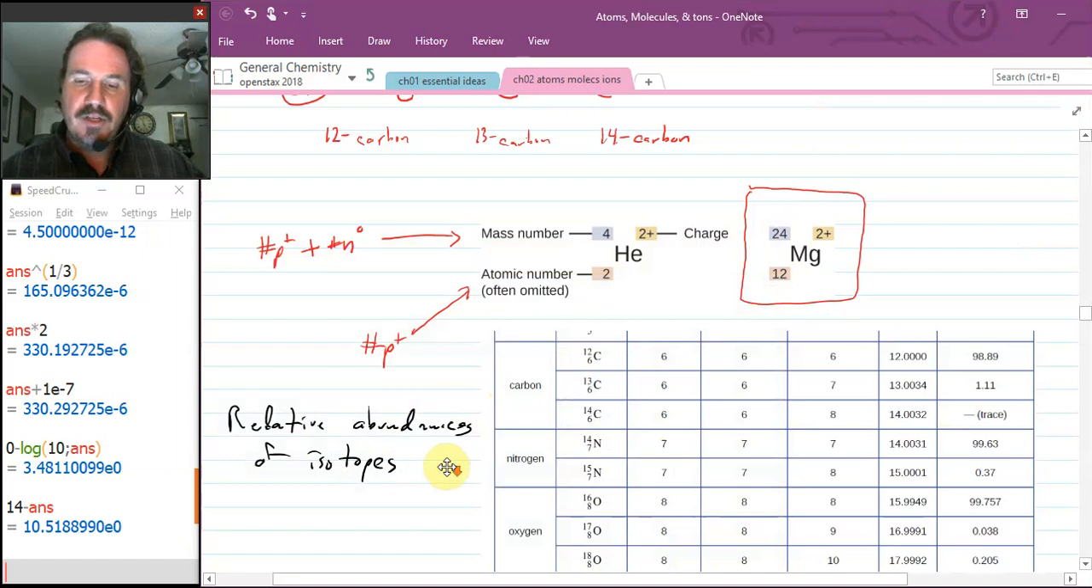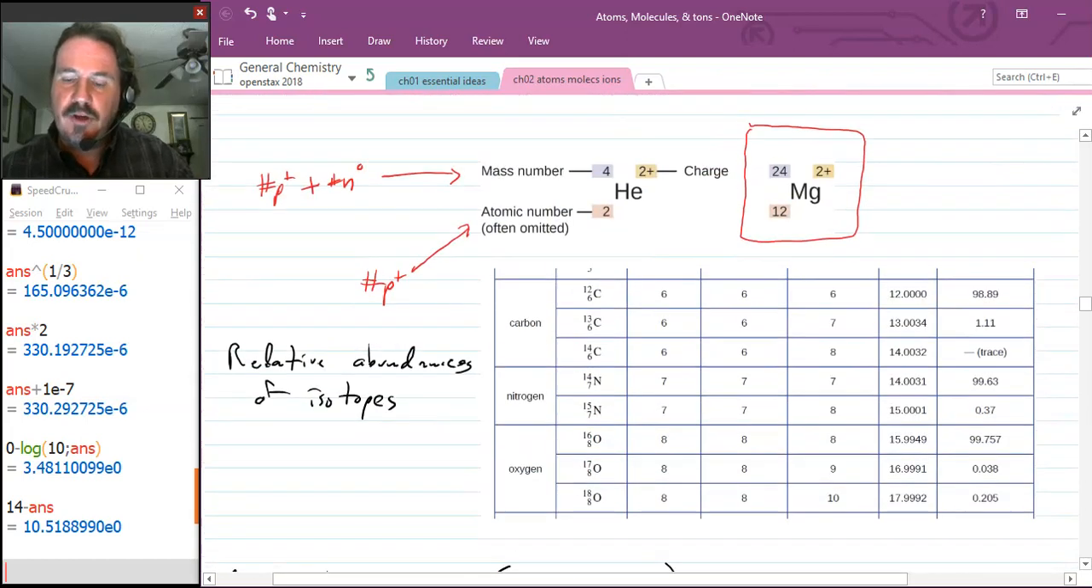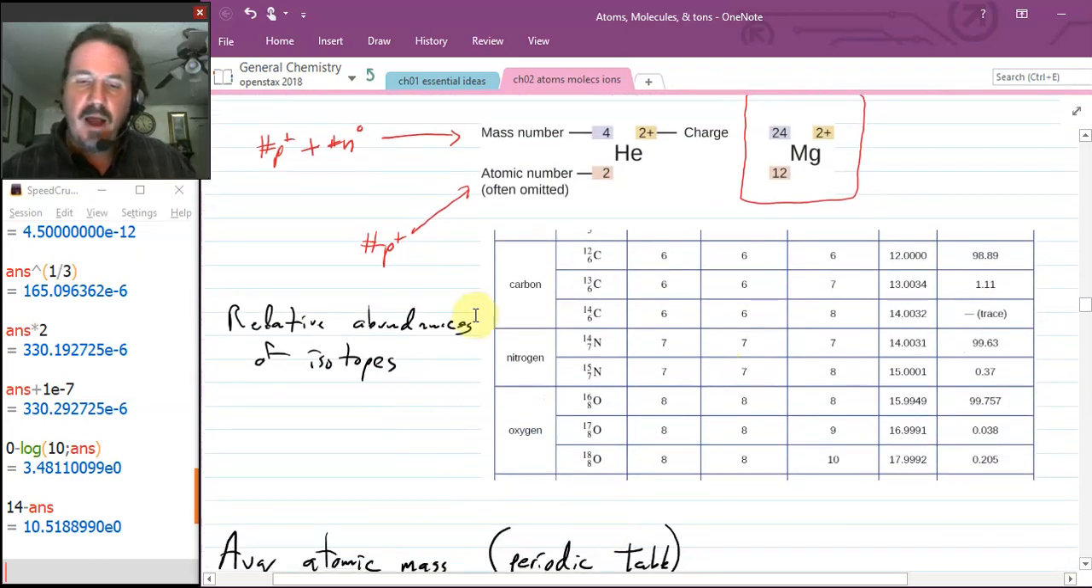Okay, here's a table from the textbook that shows some common isotopes of carbon, nitrogen, and oxygen to give you a sense of it. So here's carbon-12: 6 protons, 6 neutrons, 6 electrons. Its mass is 12. 98.89% of the carbon isotopes out there are carbon-12. It's a stable isotope. Most of them are that.